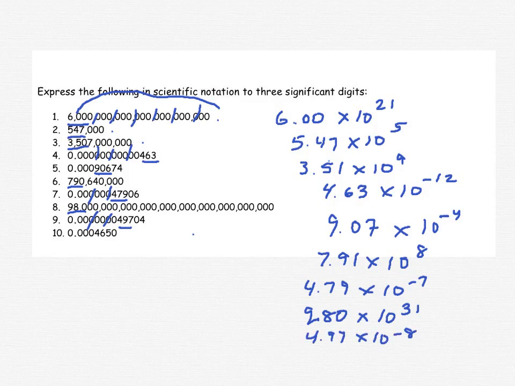And then the last one, number 10, we're going to keep 465. So 4.65 is proper scientific. Every number on this page is less than 10, but greater than 1. And that will be 10 to the negative 4 for proper scientific.